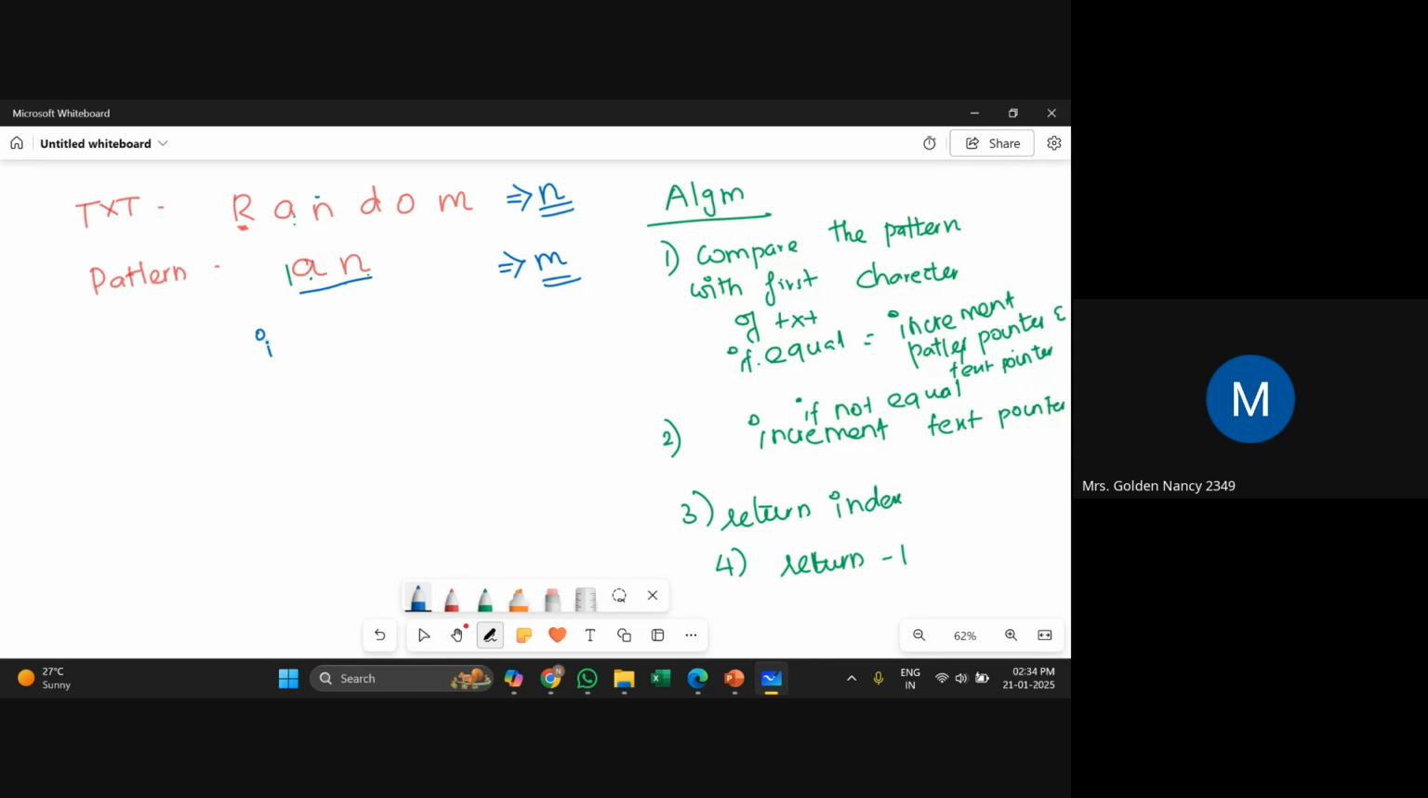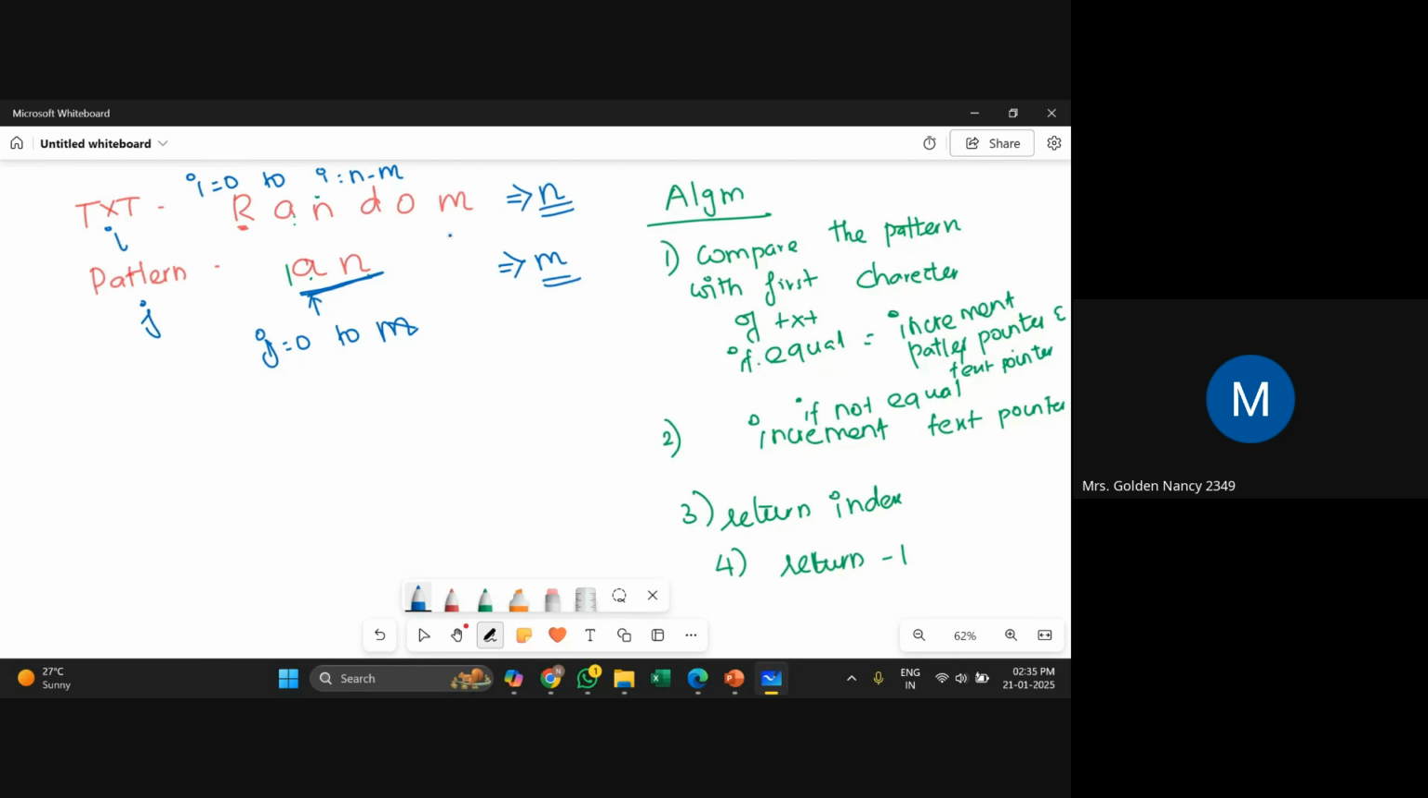The pattern comparison will start with, for example, the pattern pointer as j and the text pointer as i. The comparison will start from j equal to 0 up to the length of my pattern, which is m. Till m, my comparison will be. My text pointer i starts from the 0th index up to i equal to n minus m.